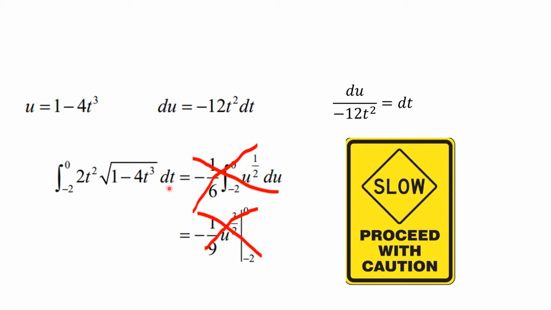Because you see, writing dt here means that the limits have to be values of t. But if you change the variable to u, if this variable is u, the limits had better be u values. Similarly, when you write this, if this expression is in u, the limits had better be u's. That's the big lesson from this part of the lecture. So please hang on to that. And let's proceed with caution and do the problem correctly now.